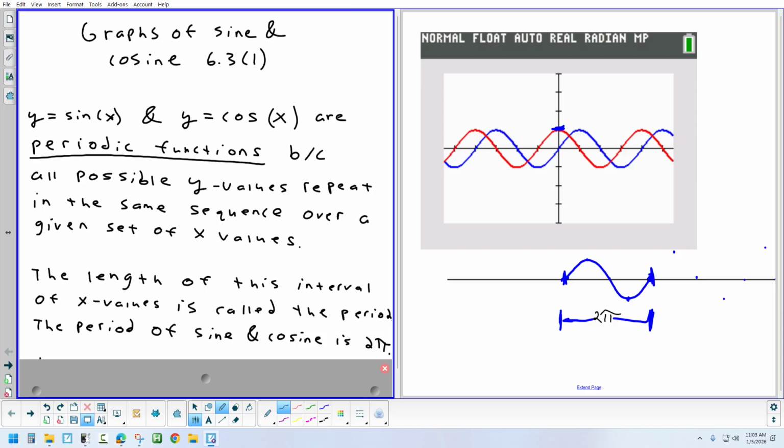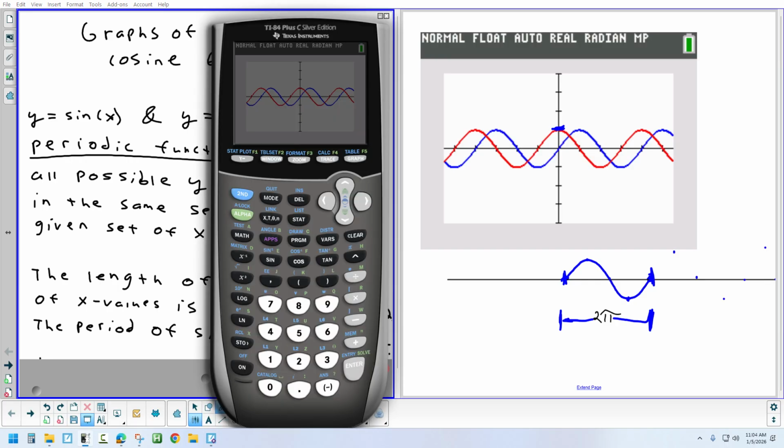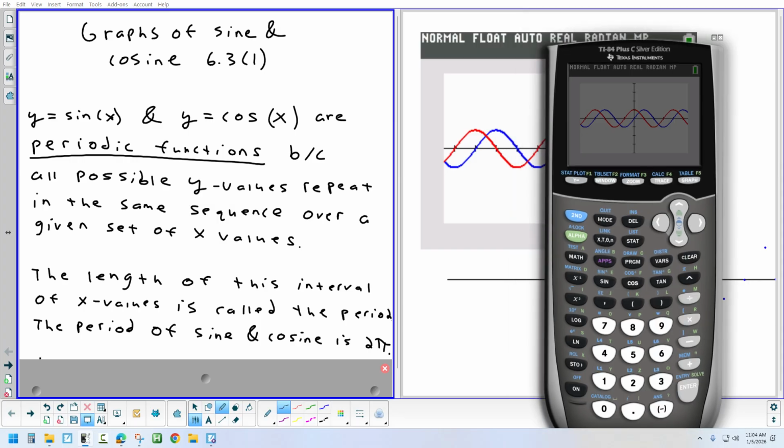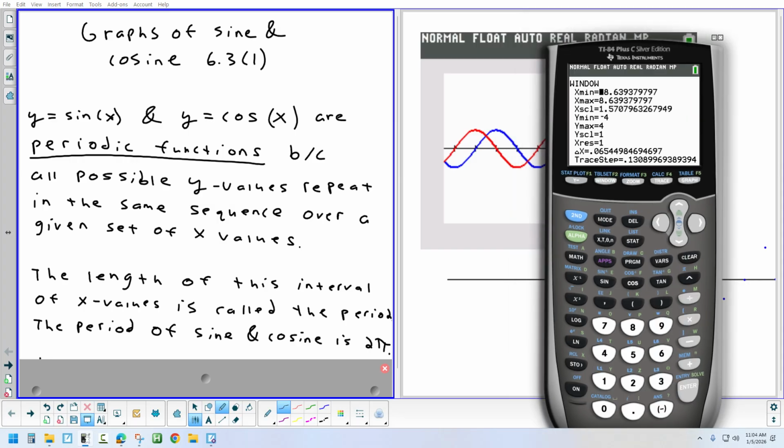And that's the next thing to write down. The length that you have to travel before the graph starts to repeat itself is 2 pi units. So if I wanted to show you exactly one cycle on this graph, I could have it start at 0. And where do you think I would have it end? So it only shows one cycle.